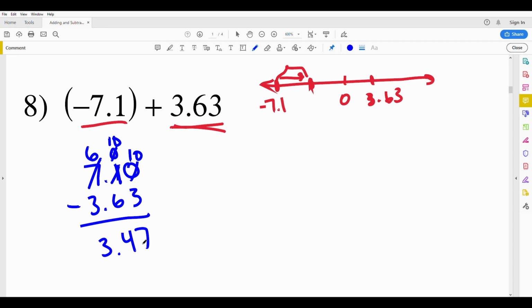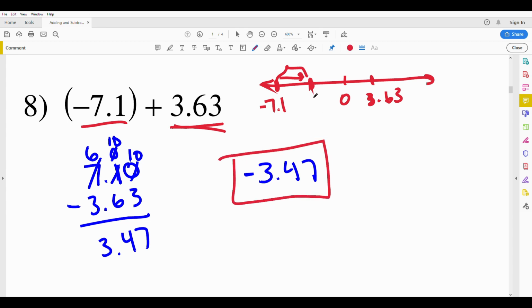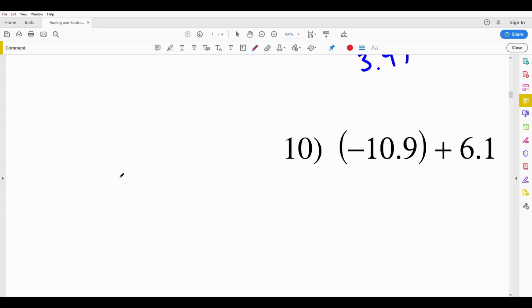So my result needs to be a negative 3.47. So here we would have on our number line negative 3.47. And that's after moving a distance of 3.63. Let's move on to number 9.